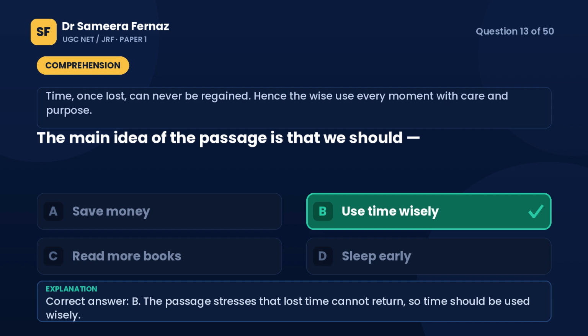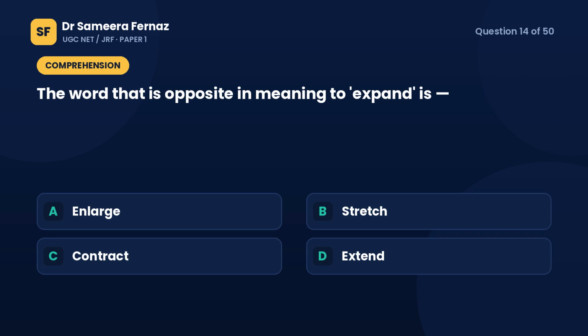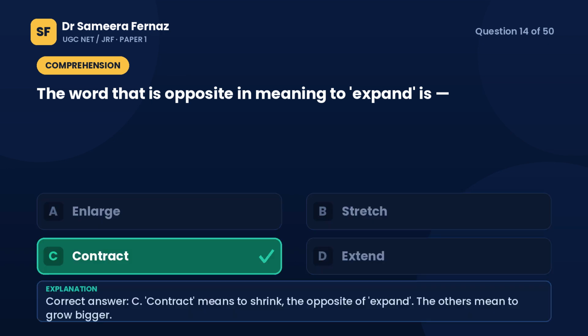Question number 13, Comprehension. What is the main message of these lines about time? So the answer is option A, use your time wisely, once lost, time never comes back. Question number 14, Comprehension. Quick word test.